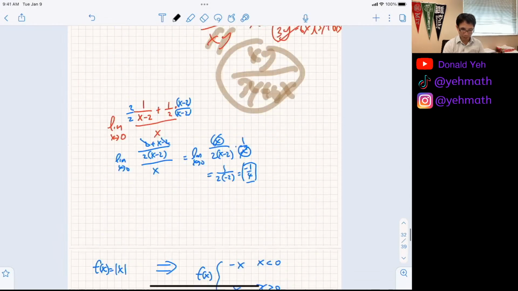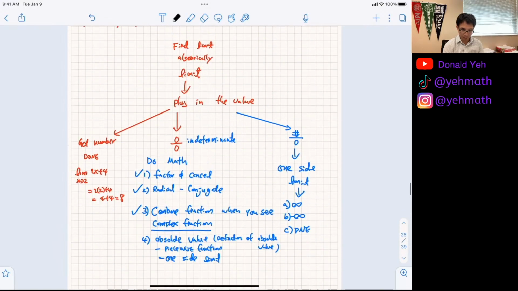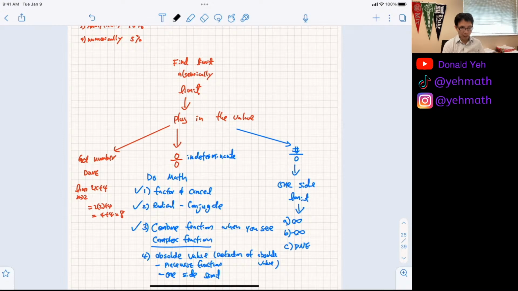So let's go back here. Let's look at this big picture that we did. We finished factor and cancel. We finished radical and conjugate. And we finished combined fraction. The last question is what? Absolute value. I would say this is the hardest one to understand.